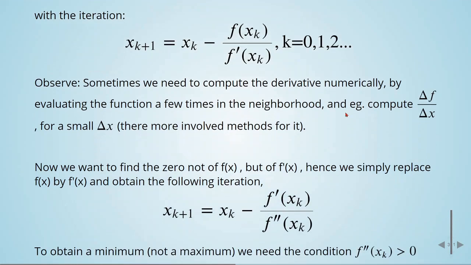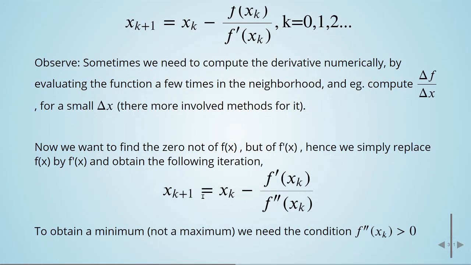So now we want to find the zero not for f of x but for the derivative. Hence we simply replace f of x by f prime of x, and we obtain this iteration here. So now we have x_{k+1} is equal to x_k minus the first derivative divided by the second derivative. To obtain a minimum, not a maximum, we need the condition that the second derivative is greater than 0.